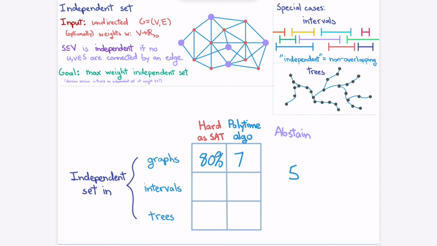Now, what about intervals? Who thinks that this will turn out to be hard? Okay. And who thinks we can get an algorithm? That's slightly more than last time. And then what about trees? Who thinks that the problem will be hard on trees? And who thinks we can get an algorithm?